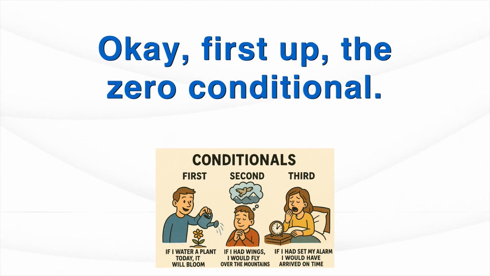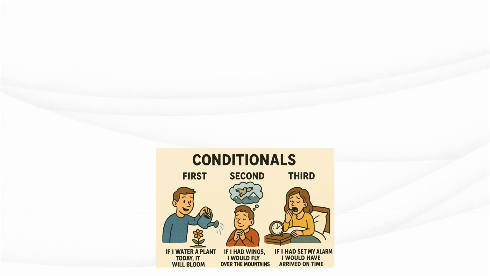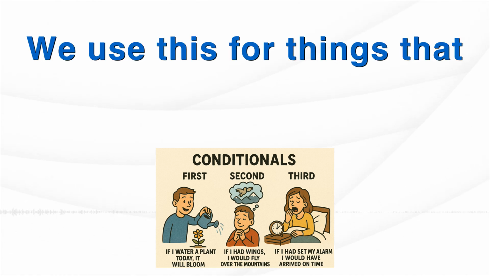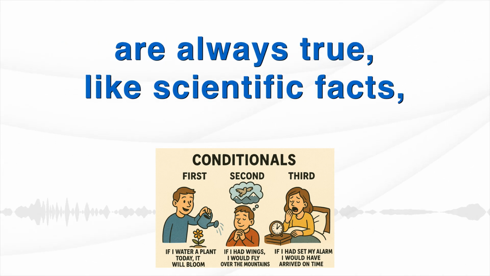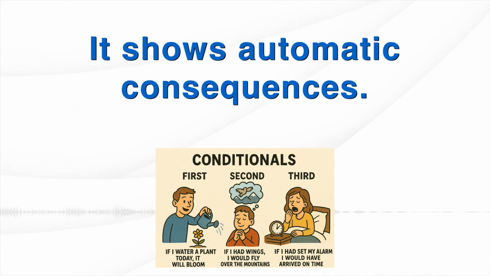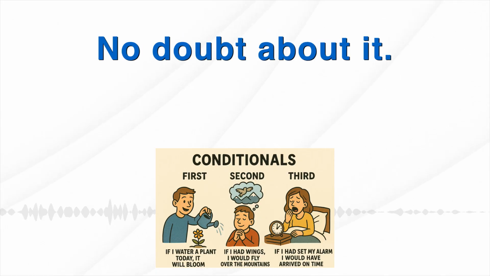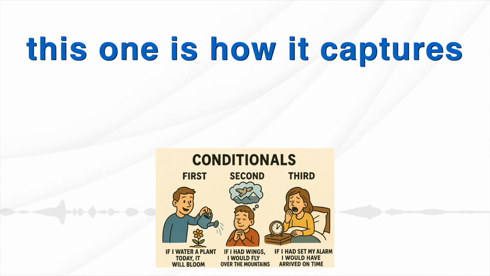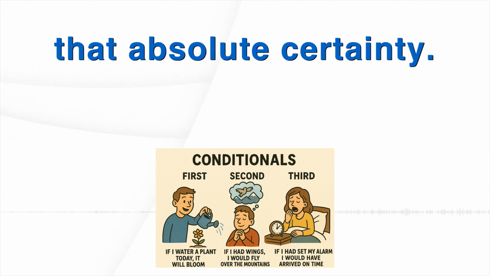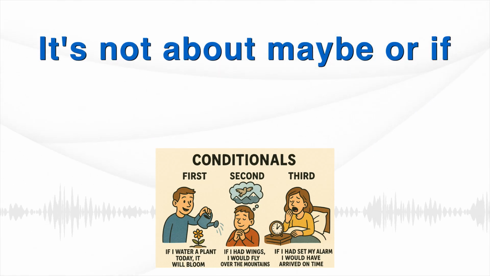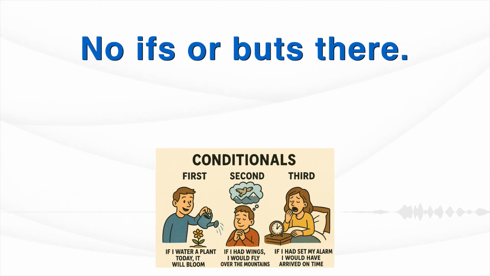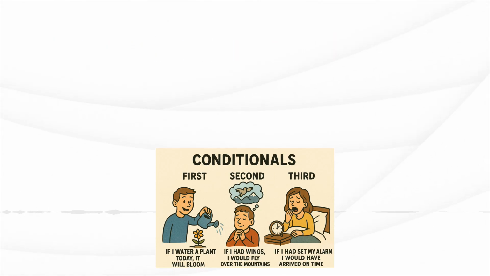Okay, first up, the zero conditional. The foundation. Yeah, we use this for things that are always true, like scientific facts, general rules. It shows automatic consequences. Right, things that just happen if the condition is met, no doubt about it. What I find really interesting about this one is how it captures that absolute certainty. It's not about maybe or if only. No ifs or buts there. It's just cause and effect. Yeah. Undeniable. That's exactly right.